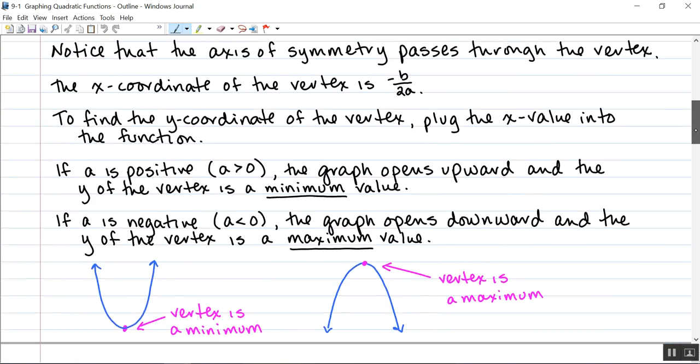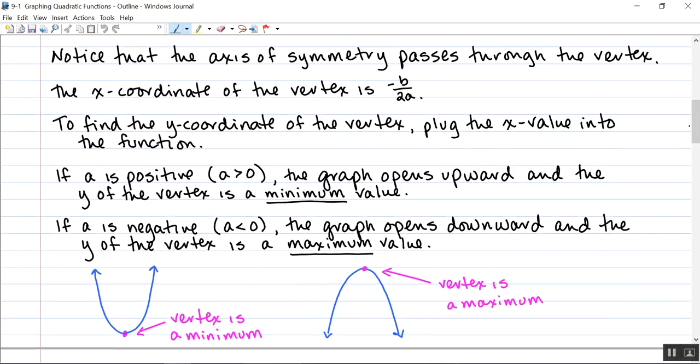You'll notice that the axis of symmetry passes through the vertex, so that means that the x-coordinate of the vertex is also negative b over 2a. Then to find the y-coordinate of the vertex, you plug this x value into the function and it'll give you the y.